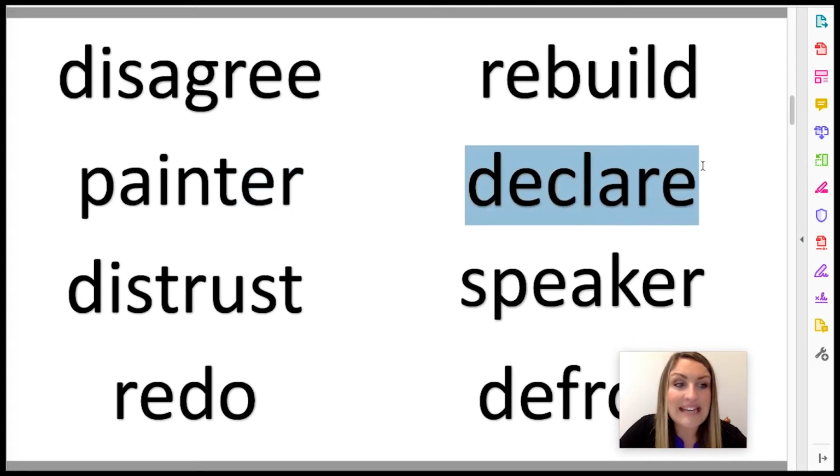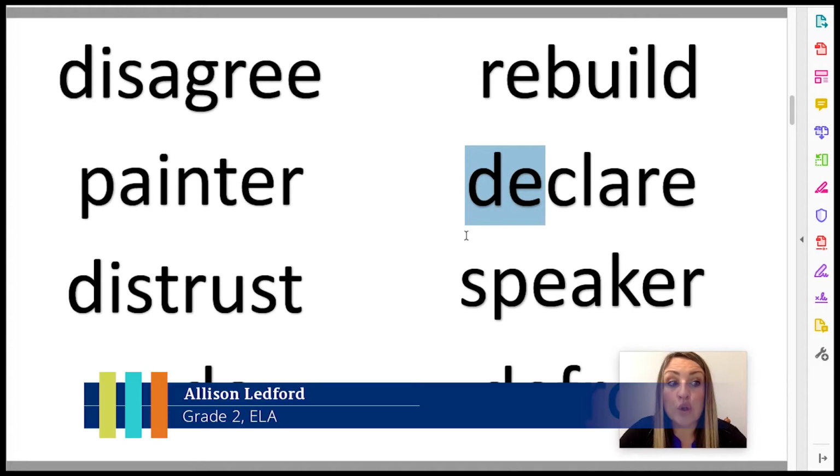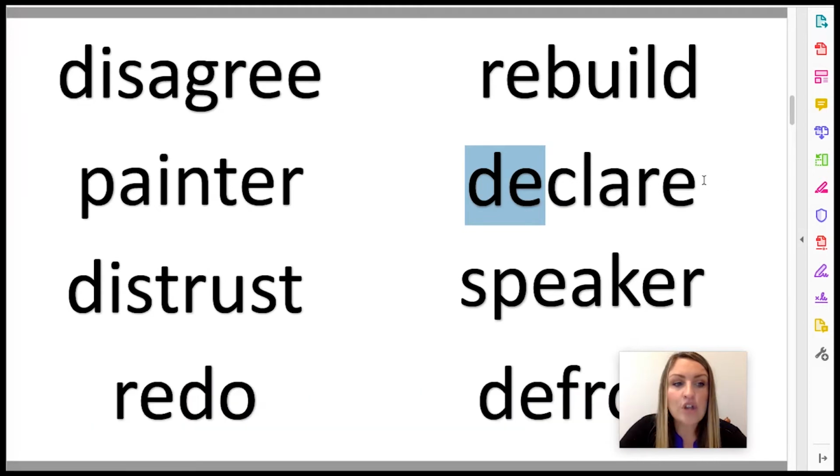Declare. Do you see any prefixes? Let's put a box around de. Nice job. Do you remember what de means? Yes, it means separate away or add intensity to a word. The rest of the word that is left is clare. It is not a word by itself. That is the reason we call it a root word. Okay, so clare means to make clear. So what does this word mean, boys and girls? Yes, it means to explain or make clear with intensity. I declare that today should be National Cookie Day.